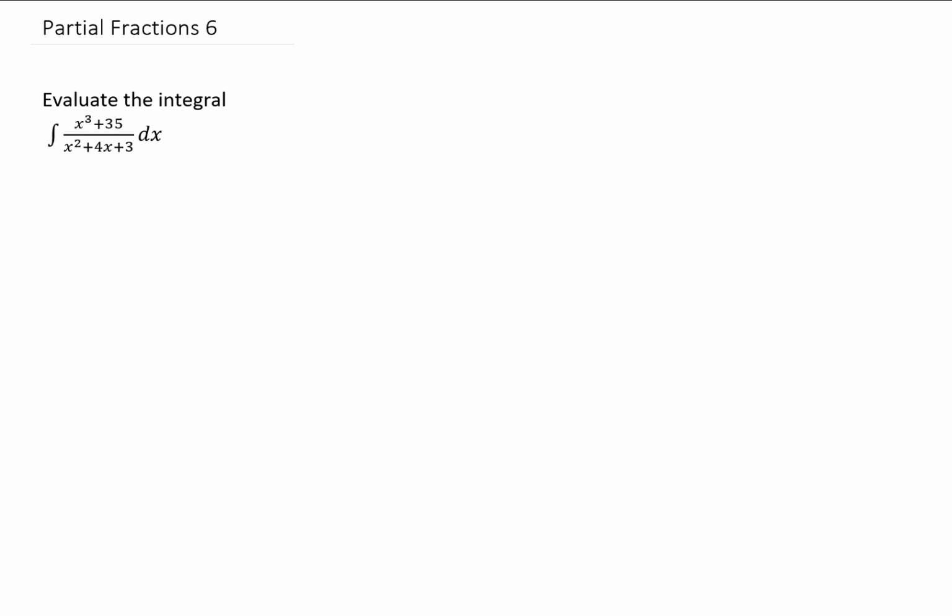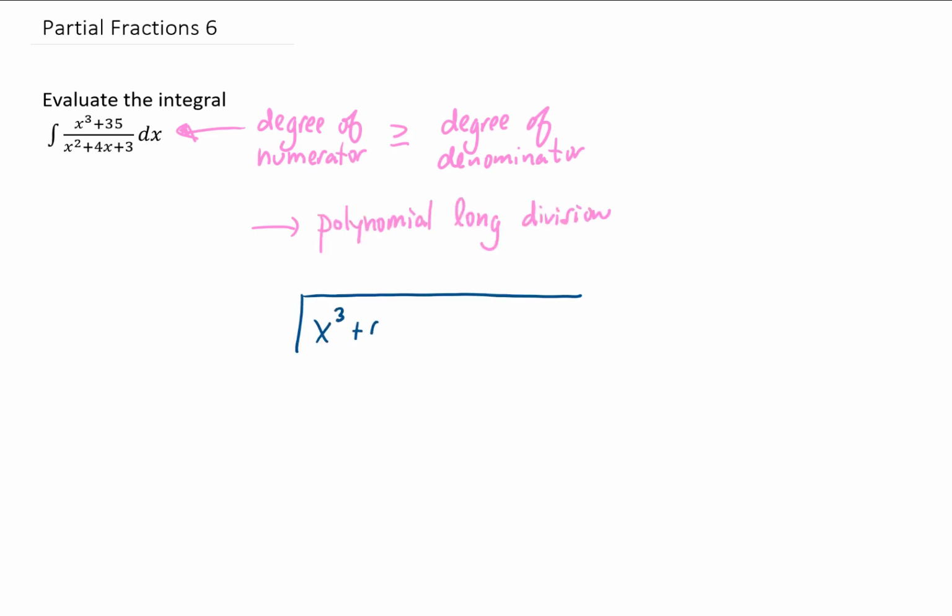Let's evaluate this integral. The first thing to notice is that the degree of the numerator is greater than or equal to the degree of the denominator. This fact tells us that our first step is going to be polynomial long division. We can set up that division problem like this. Notice that I'm putting zeros in for placeholders just so that I don't lose any terms.